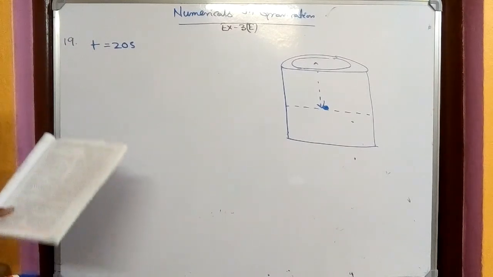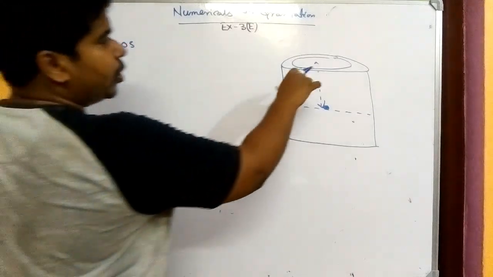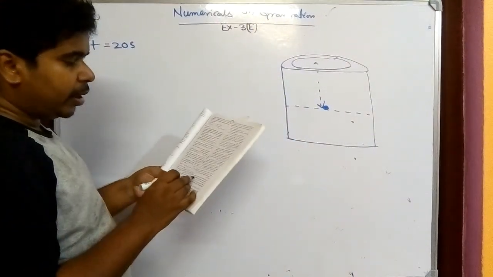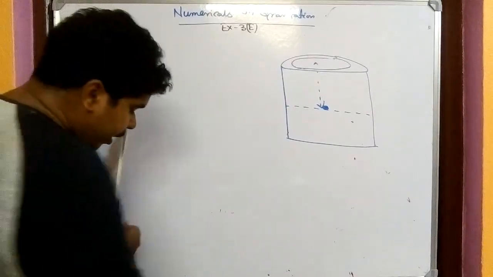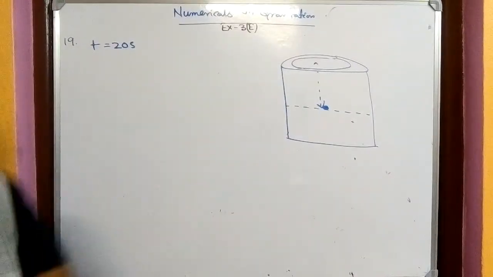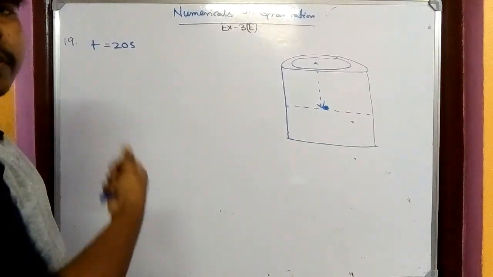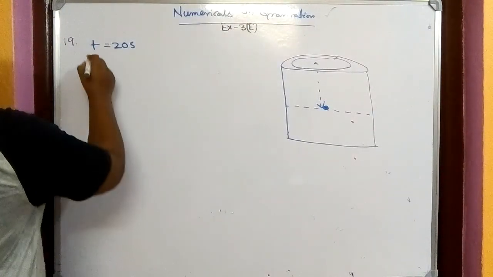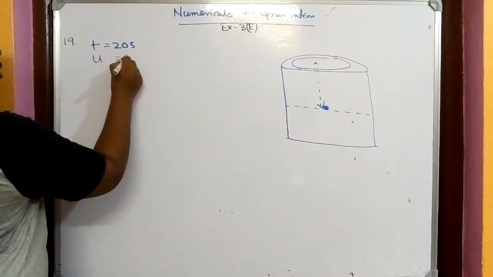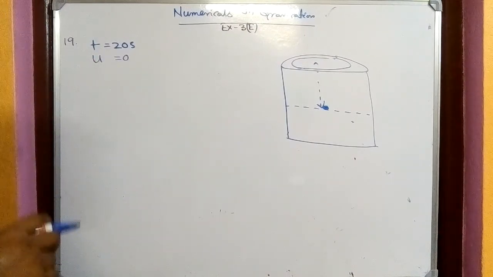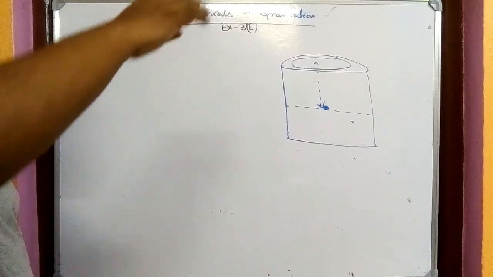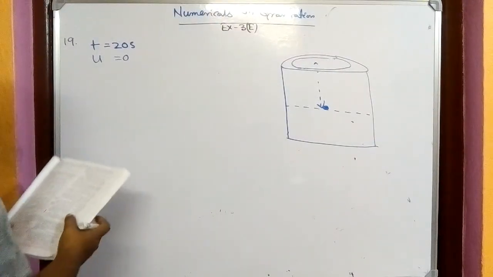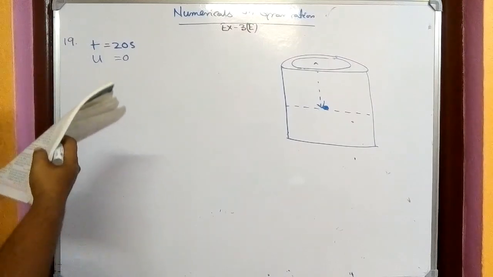Whenever it is thrown, it is not thrown just like this. It is told that a pebble is dropped freely. Freely means just taken and left. No extra velocity is given. So from freely we can say that u equals 0. Initial velocity should be 0 because it is dropped freely. So u and t are given to us.